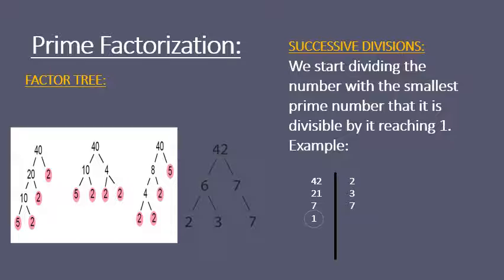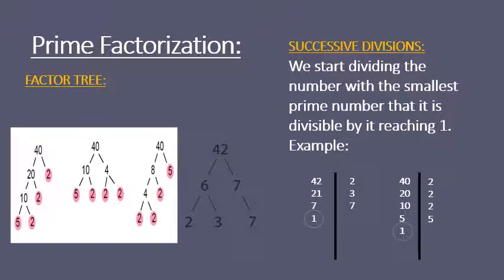Example, we start with 42, dividing it by 2 because it is an even number, and we get 21. 21 is not divisible by 2, so we start with 3. It is divisible by 3, so we divide it. 21 divided by 3 is equal to 7. 7 is not divisible by 3, it's not divisible by 5, so we go to 7 divided by 7, which is equal to 1. When we reach 1, we know that it is done.